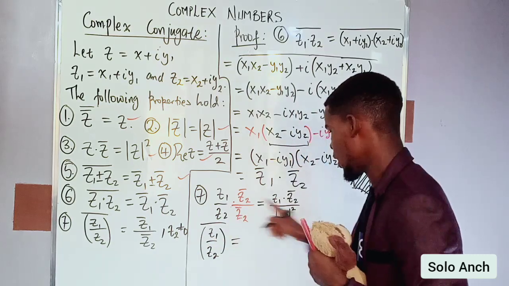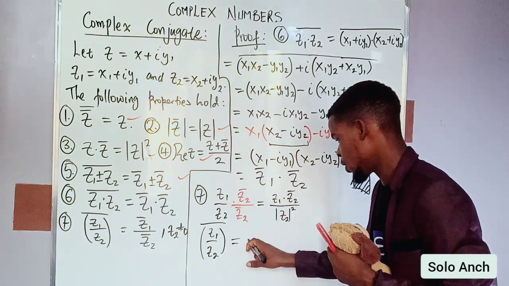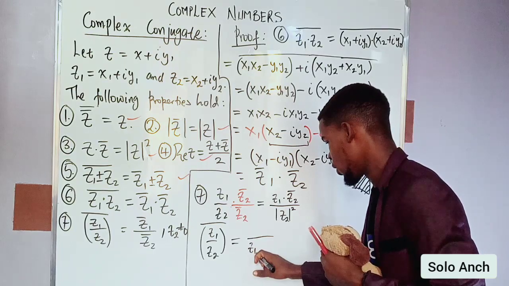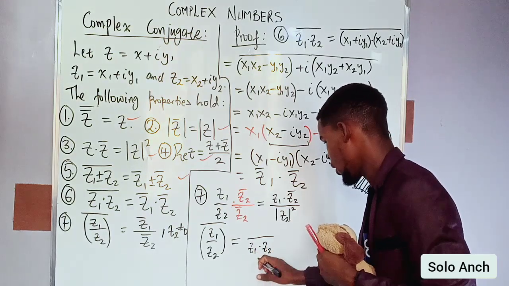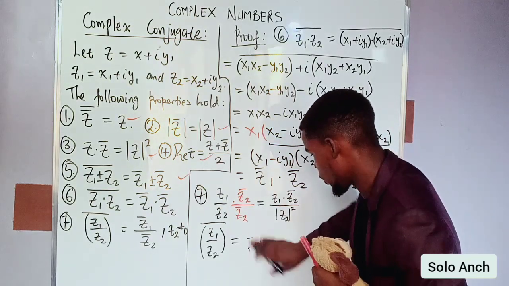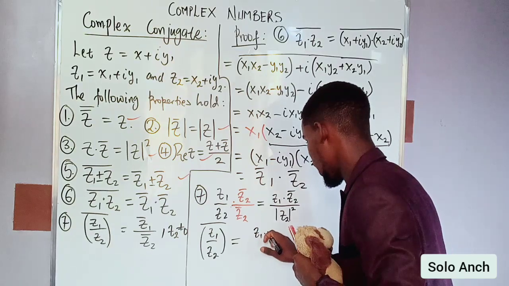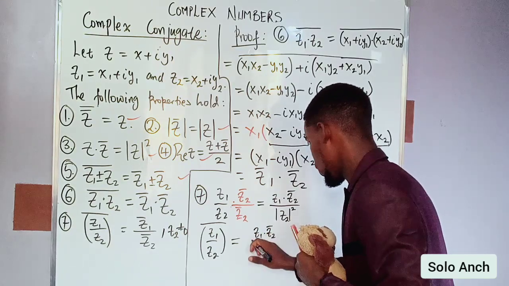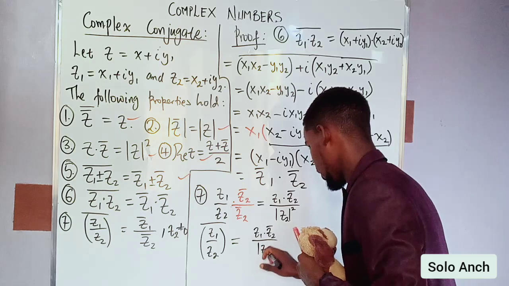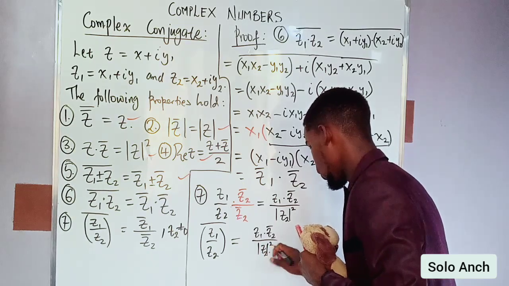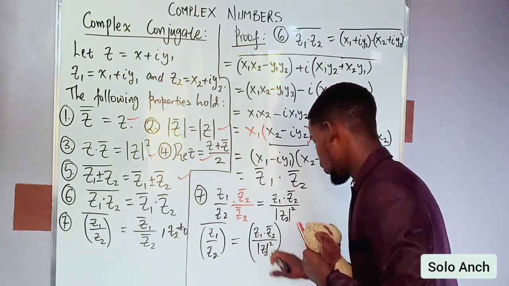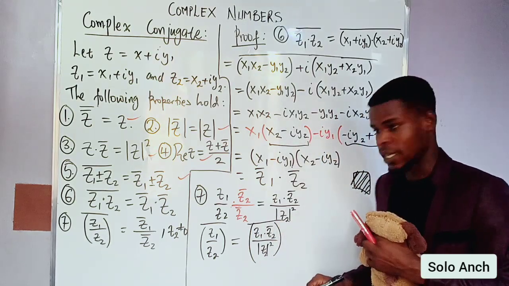So what that means is that taking the conjugate of this ratio z1 divided by z2 would mean that, since they are the same, we are going to take the conjugate of this ratio, which is z1 times z2 bar, divided by the square of the modulus of z2. So we're going to take the conjugate of this. Okay, that's nice, isn't it?